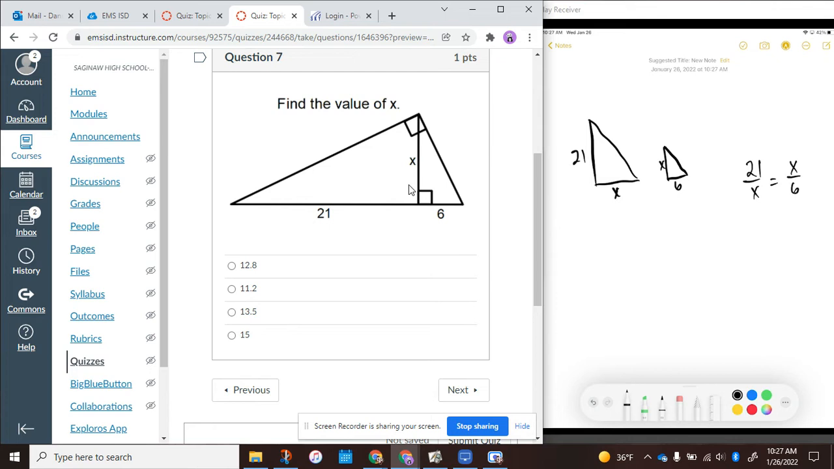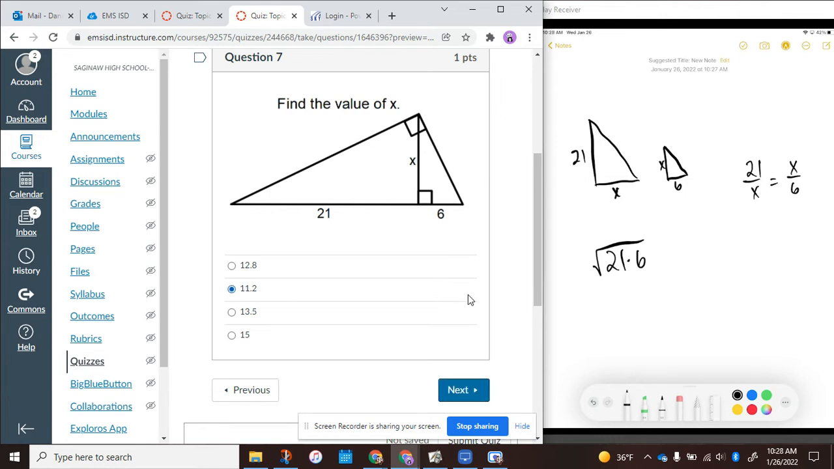Or you could note that this right here is the height of the altitude. And one of those theorems in your notes said that the length right there is the geometric mean of this piece and this piece. So if we just find the geometric mean of 21 and 6, take the square root, we end up with 11.2, thereabouts.